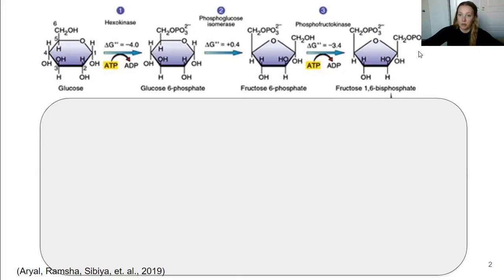How many? 1, 2, 3, 4, 5. So that's our fructose. And then 1 is our first phosphate group that's been added, and then 6 in the 6th position, biphosphate. So that is going to be step 3.